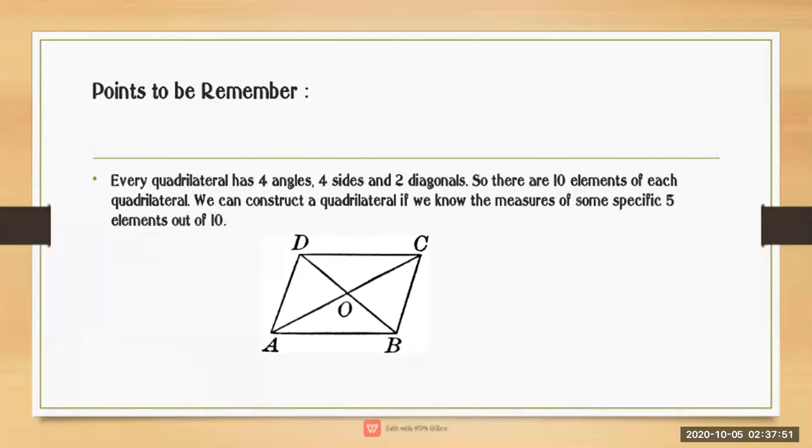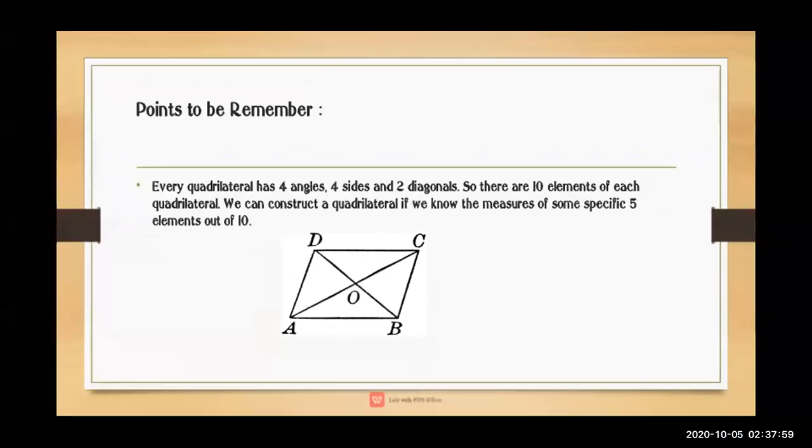So here in this figure also there are four angles. You can see over here. First angle is angle DAB. Then another is ABC. Then another is BCD. And the last one is CDA. These are the four angles. Now four sides means this is our AD first side, then AB second side, BC third side and CD or DC, that is our fourth side.